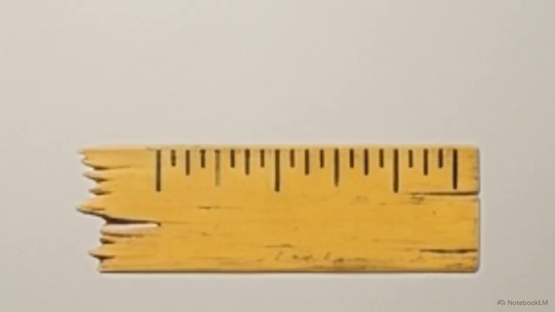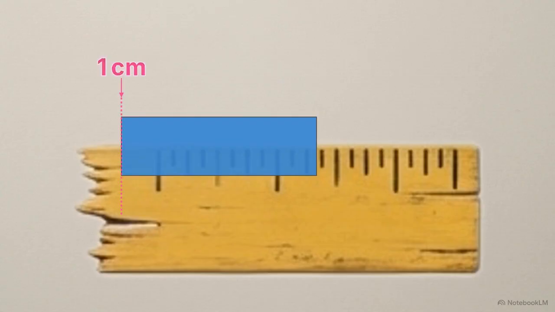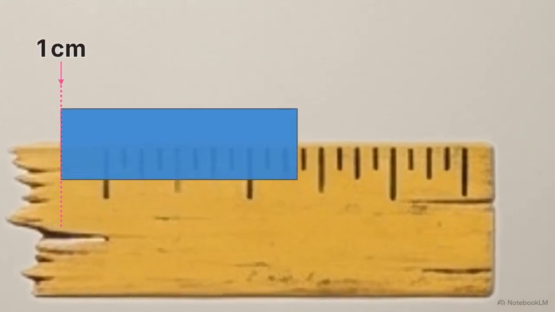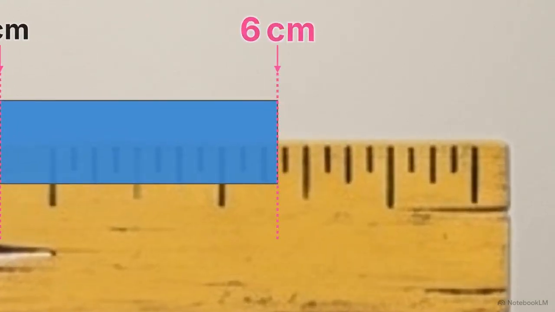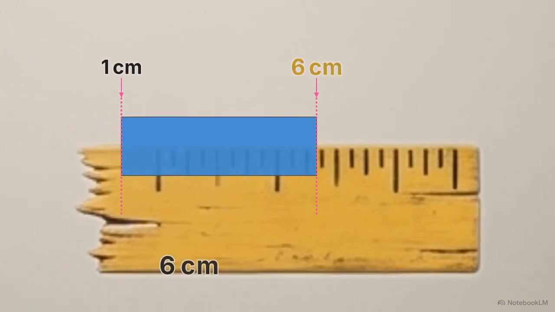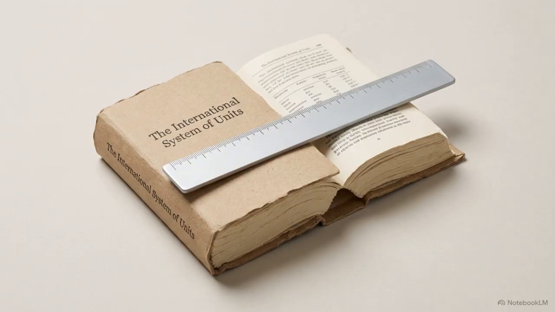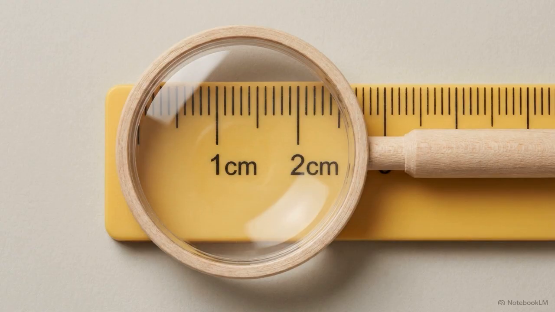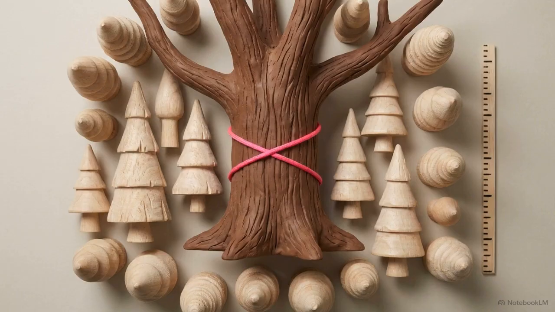If the 0 mark on a wooden ruler is worn away, align the object's edge exactly with the 1 centimeter mark instead. Read the number at the far end and subtract your starting point to find the true length. A standardized unit gives you the vocabulary of measurement, but it is the physical discipline of the observer that actually secures the correct answer. That discipline gets tested when the object you are studying isn't flat.